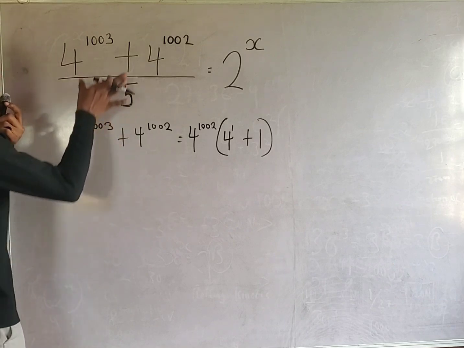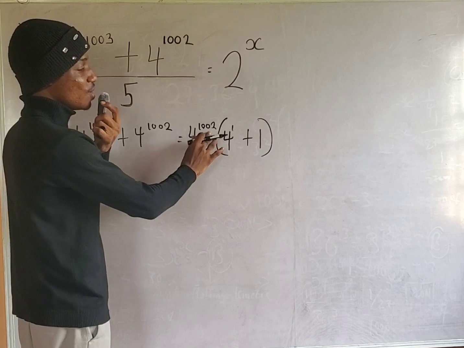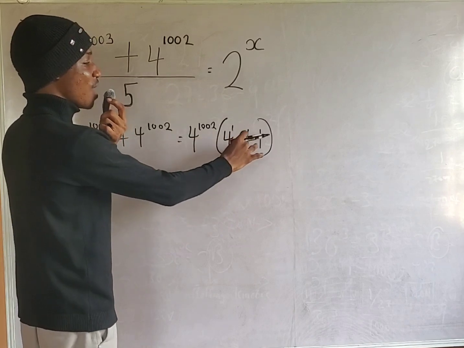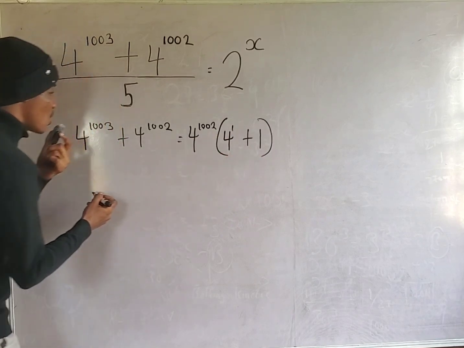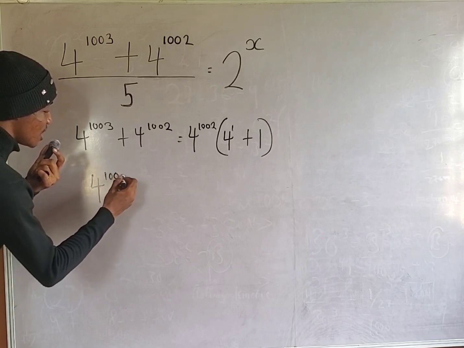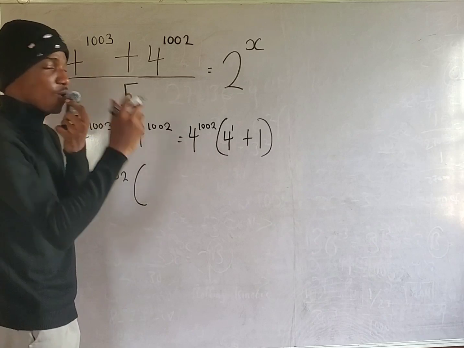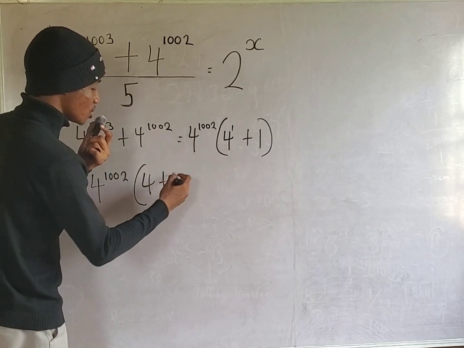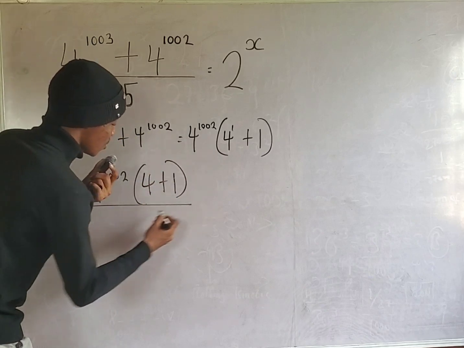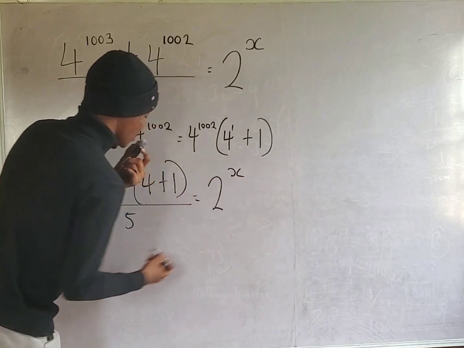Now, instead of what I have here, I'm going to replace that with 4 raised to the power of 1002 multiplied by 4 raised to the power of 1 plus 1, okay? So the equation becomes 4 raised to the power of 1002 multiplied by, now 4 raised to the power of 1 is what? 4. I'm going to have 4 plus 1, all over 5.